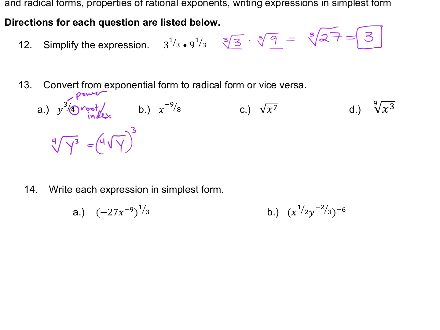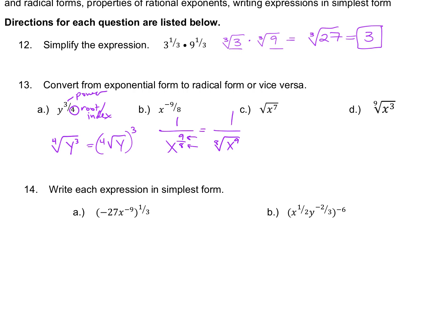Letter B. It's x to the negative 9/8. So we're going to start by flipping it. So 1 over x to the positive 9/8, and then use your power and your root to rewrite this. So this is going to be an 8th root. Let's move it over so I have room here. 1 over the 8th root of x to the 9th power.